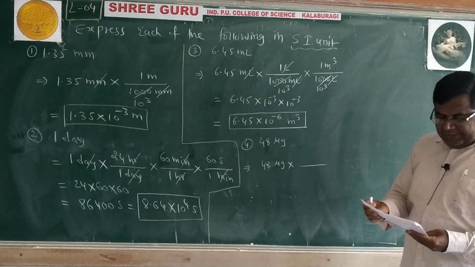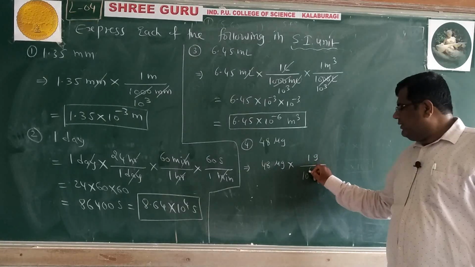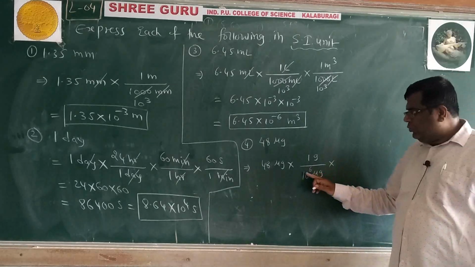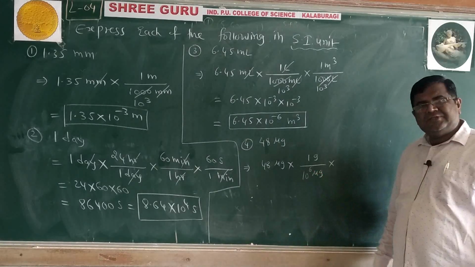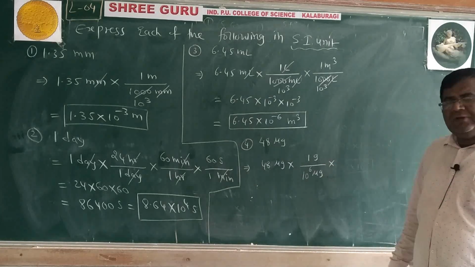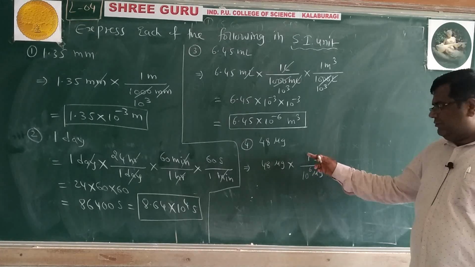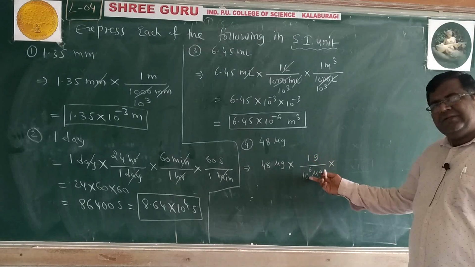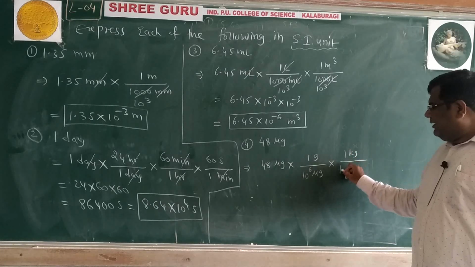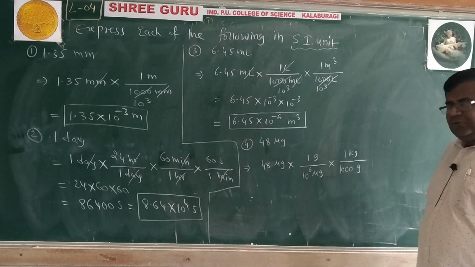And I will write here conversion as 1 gram is equal to 10 raised to 6 microgram, isn't it? Because this micro is nothing but 10 raised to minus 6. So 10 raised to 6 microgram is equal to 1 gram, because 1 gram is equal to 10 raised to 6 microgram. Then kilogram we need to convert into it. You can write this as 1000 gram is equal to 1 kilogram.